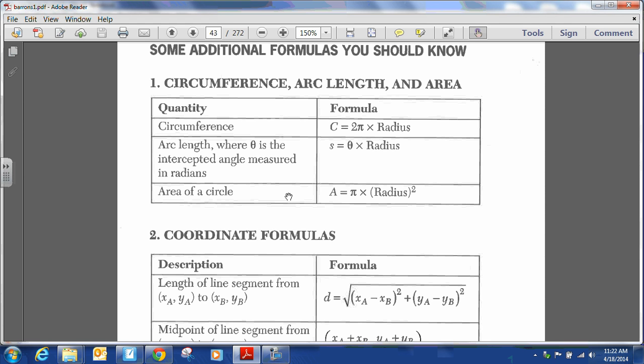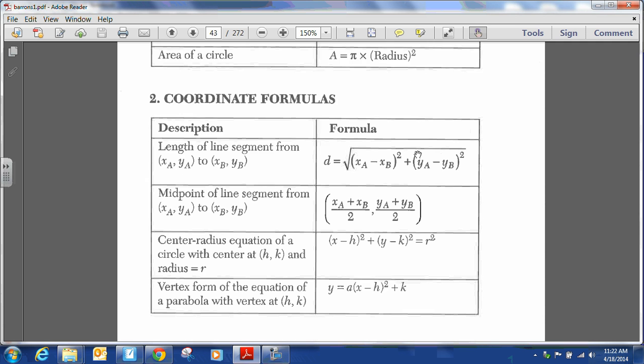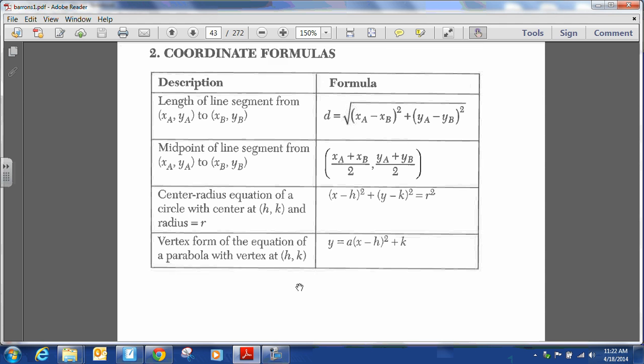And as you can see, some of these are very simple. You've had these memorized for a couple of years. Circumference, 2 pi r. Arc length, we learned about this. This is the S equals theta r. They just wrote out the word radius. Area of a circle is pi r squared. You know that. Coordinate formulas. Distance formula, midpoint formula. Center radius equation of a circle.